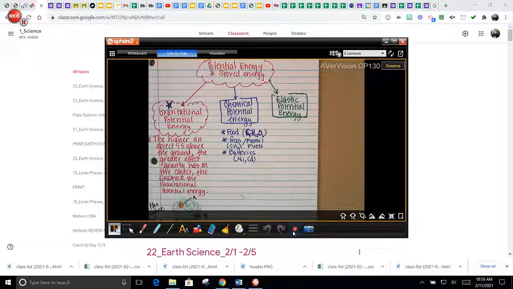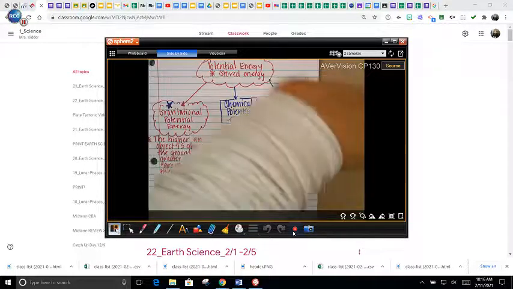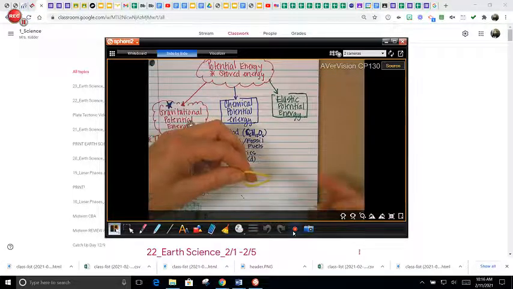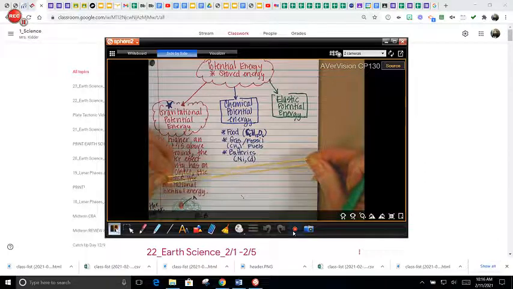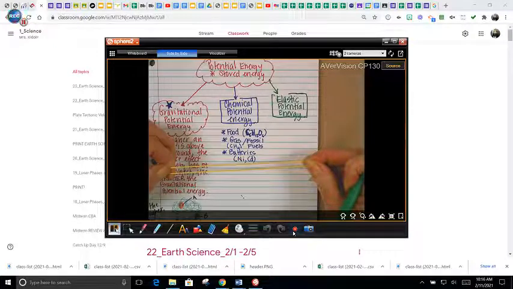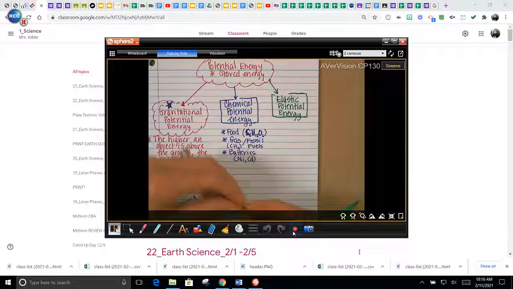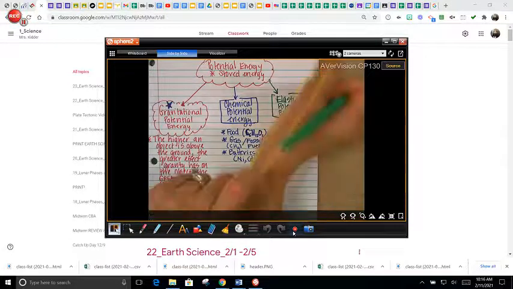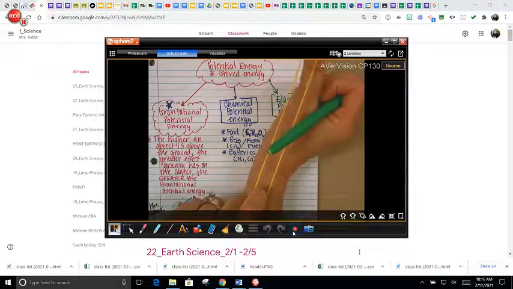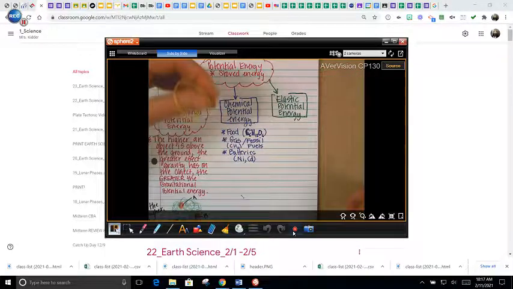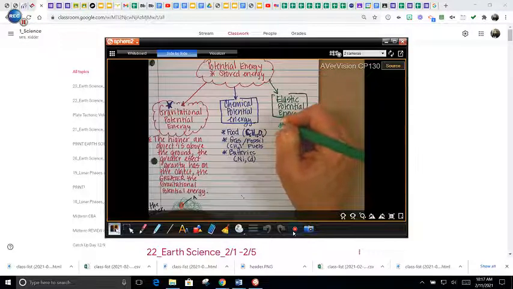And our elastic potential energy is things like, and I lost my rubber band from this morning, but a rubber band is a great example. So you have a rubber band, and when I pull back on it, I have a lot of elastic potential energy. When I release that, that's going to convert into kinetic energy, and boom, it goes somewhere, right? The rubber band has that energy to move and do work.